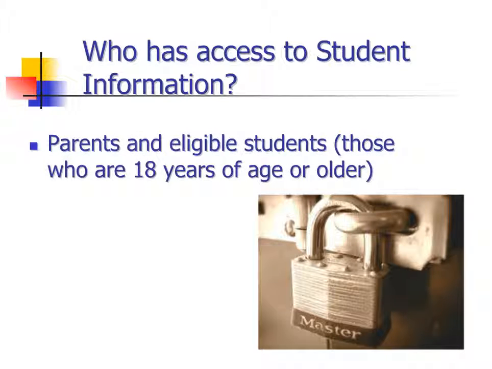So, who has access to student information? Parents and eligible students, those who are 18 years of age or older, or attend a school beyond the high school level, have the right to inspect and review all records that contain information relating directly to their children or to themselves and that are maintained by RRPS.